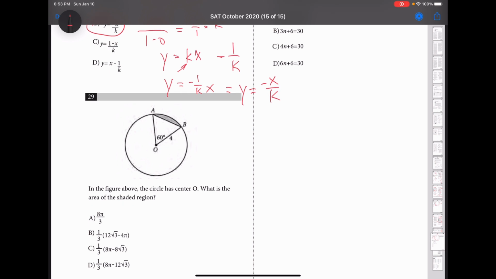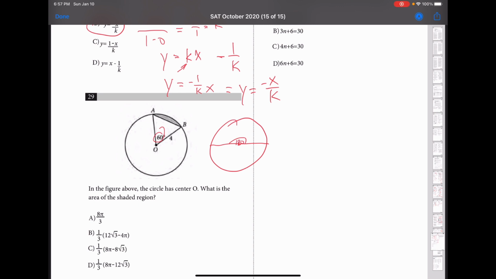29. In the figure above, the circle has a center at O. What is the area of the shaded region? Okay, so to do this problem, what I would recommend doing is that right now you have a 60-degree angle over here, right? So triple that. Triple that gives you 180 degrees.